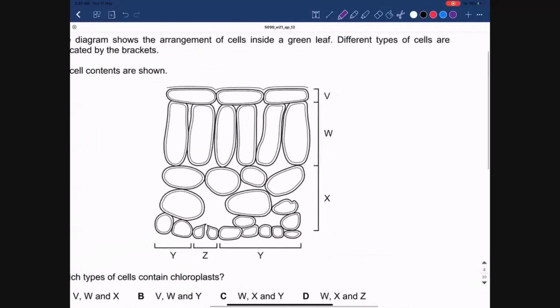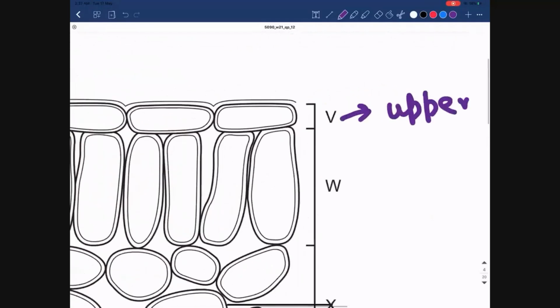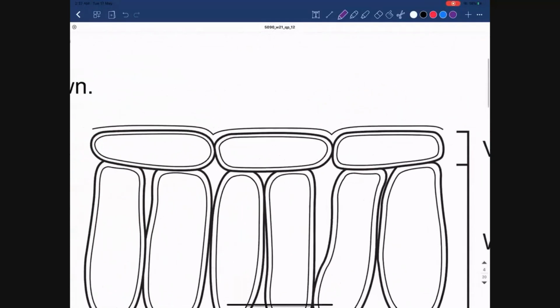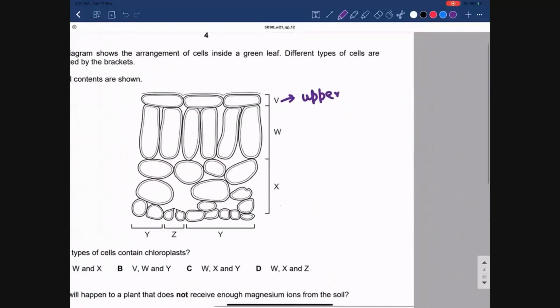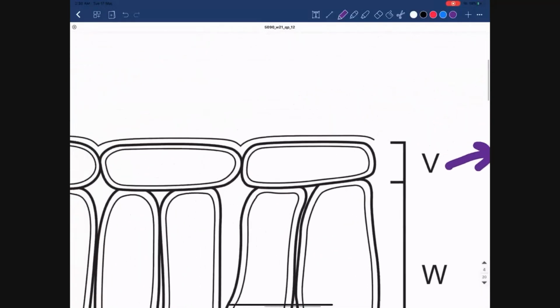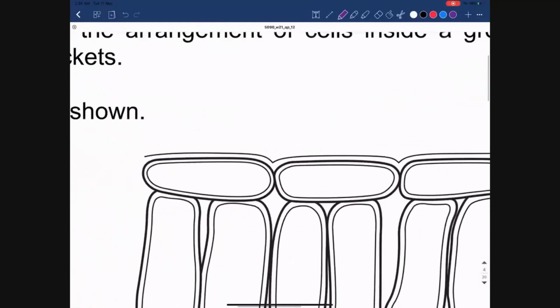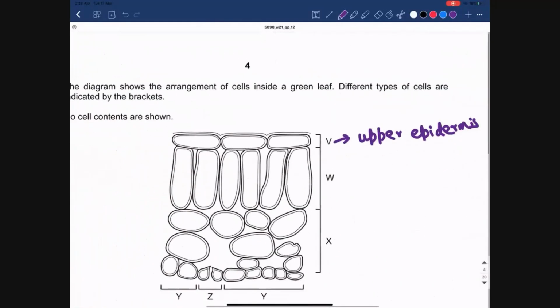Okay, so V is the upper epidermis, and it contains epidermal cells. These flat cells are basically epidermal cells, and as we all know, epidermal cells do not contain chloroplasts. So in the upper epidermis, only epidermal cells are drawn. There are no guard cells. So epidermal cells do not contain chloroplasts.